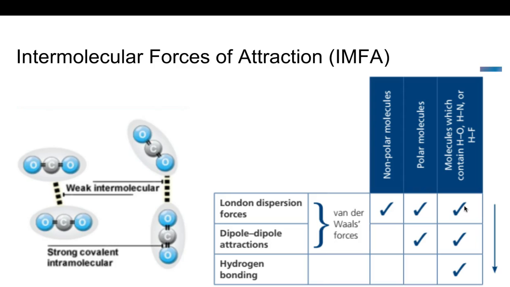So London dispersion would be the weakest and hydrogen bonding would be the strongest. Also note that London dispersion forces occur in all molecules. If the molecule has an electron, it's going to have London dispersion forces. Now, only polar molecules are going to have dipole interactions, and only molecules with H's bonded to O, N, or F are going to have hydrogen bonding.